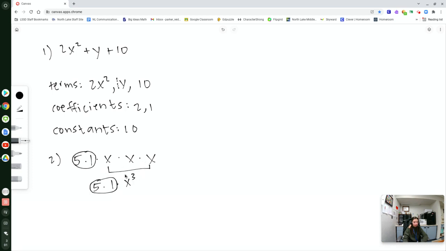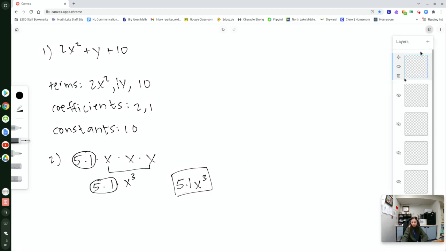We just shortened those x's to x to the third power. And then if I'd like, I do not need to include that multiplication symbol. I can simply write 5.1x to the third power. 5.1 times 3 x's.